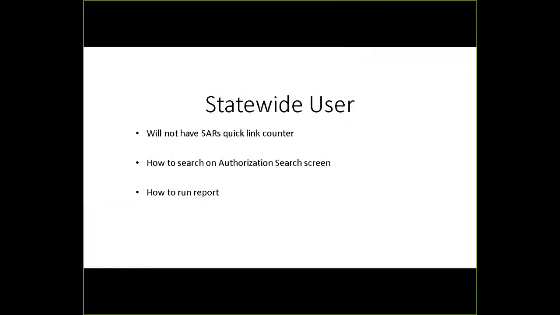So basically, I wanted to mention that for statewide users, when you do log in, you will no longer see the awaiting service review counter quick link, and you will also not be able to see the list of SARs from the home page. So you can click on authorization and search from the authorization module, or you can also run the report. So let's go ahead and get started.